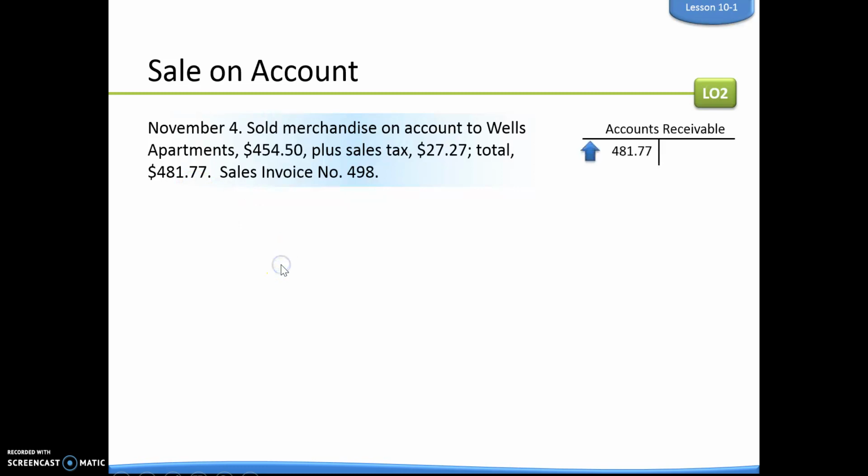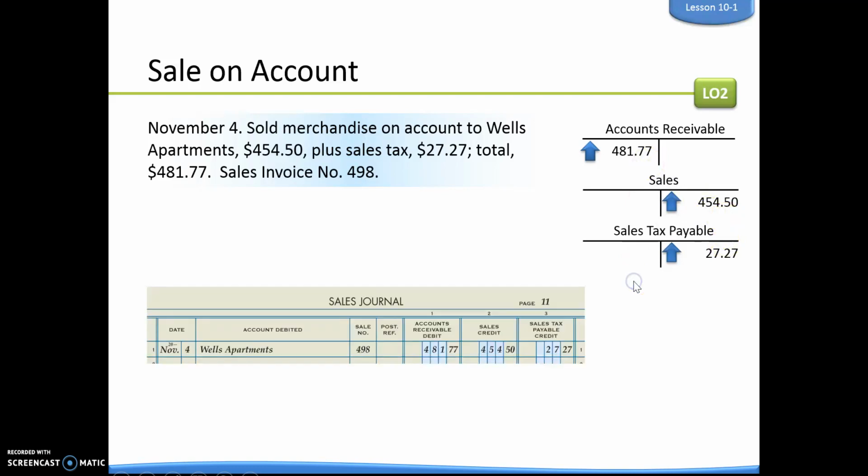When we journalize this, remember that accounts receivable, the amount that they owe us, goes up for the total. It goes up for the amount of merchandise they bought as well as the sales tax. So that's the total that goes up for accounts receivable. Sales goes up for just how much we sold in merchandise, which was the $454.50. And then our other credit goes to sales tax payable. So you can see those two credits together equal our debit. And that's what we want to see.